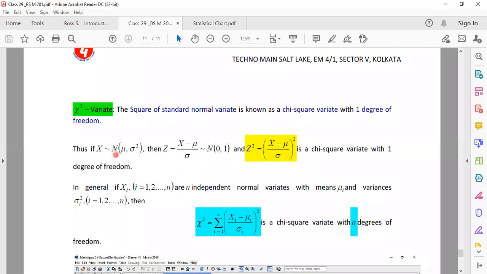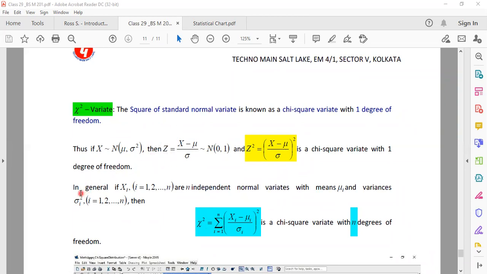Now, instead of taking only one normal variable, if we consider small n number of normal variables which are also independent, meaning the samples, if capital Xi represents the samples being drawn from the population, each sample is independent with mean mu i and variance sigma i square, depending upon the drawing. Then for each normal variable xi, there will be a standard normal variable zi.